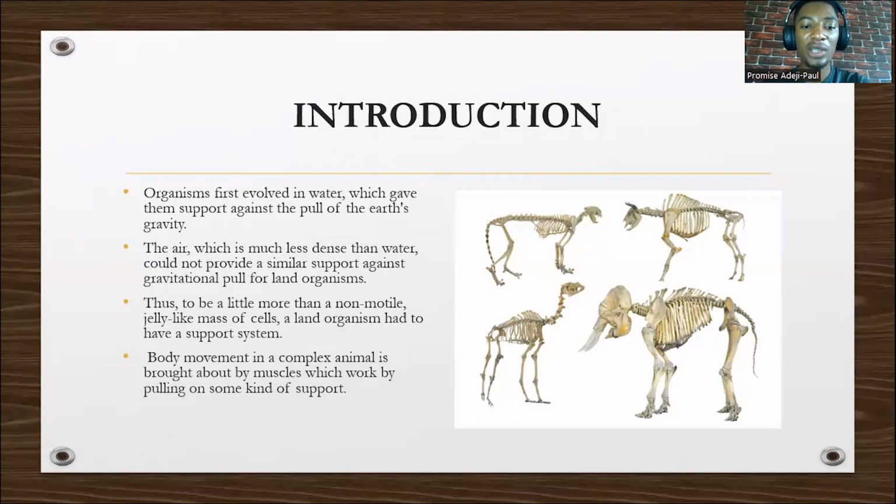So body movement in complex animals is brought about by muscles, which work by what? Pulling on some kind of support. So that support, you have to have it, because in order for us to move, we have to contract muscles. And muscles are attached to what? Bones and some other things. So we need those support systems. On the right hand side, you can see the skeletons of different land animals, and they are very complex. They're not the same as the ones that live in water.